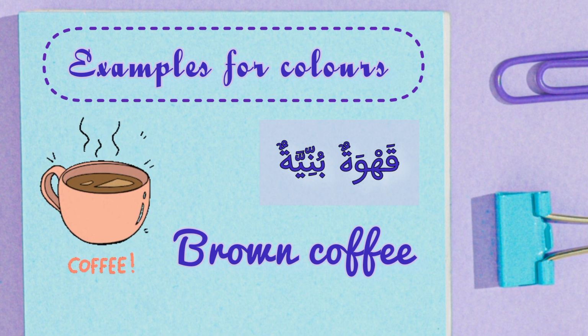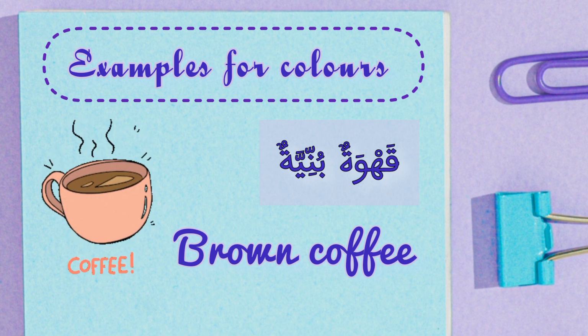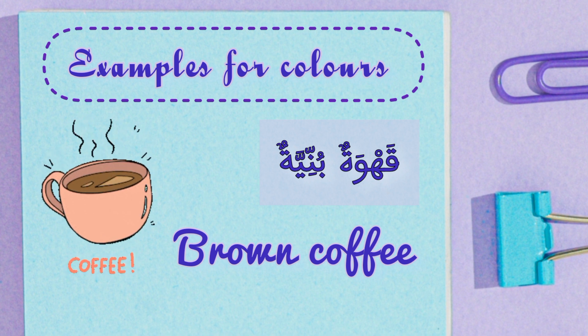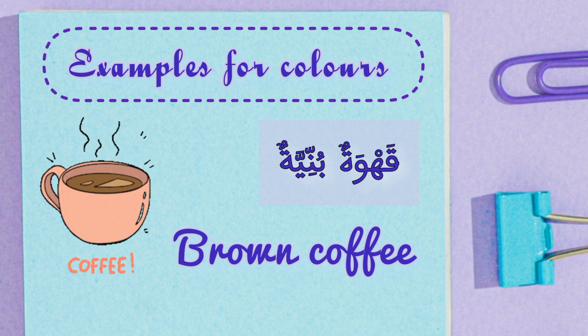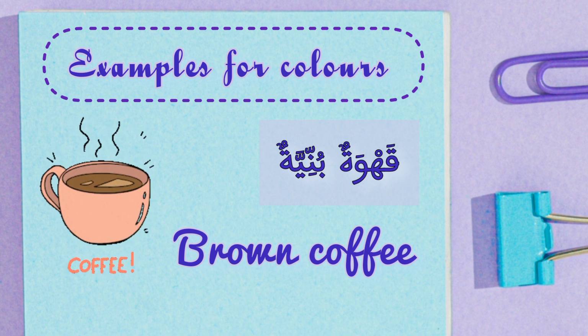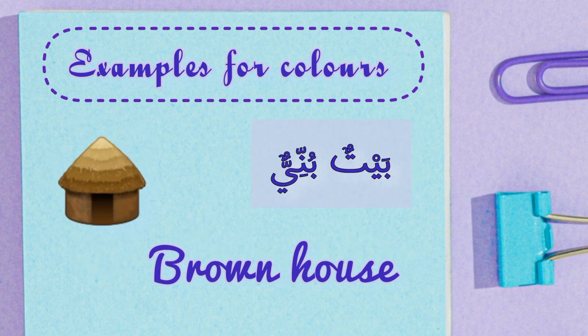Coffee means qahwa, which is in feminine form, so its describing color will be also in feminine form. It means qahwatun bunniyah. Qahwatun bunniyatun. The next example is brown house.